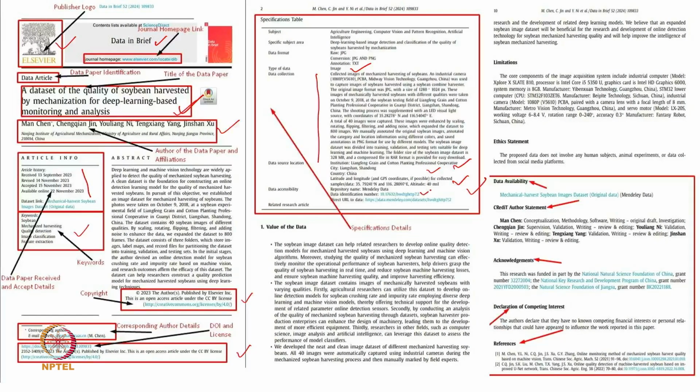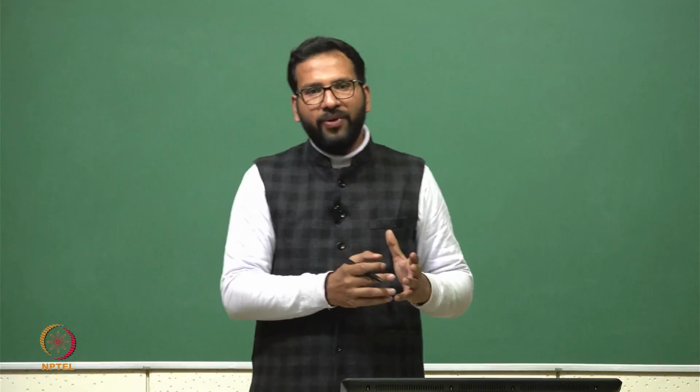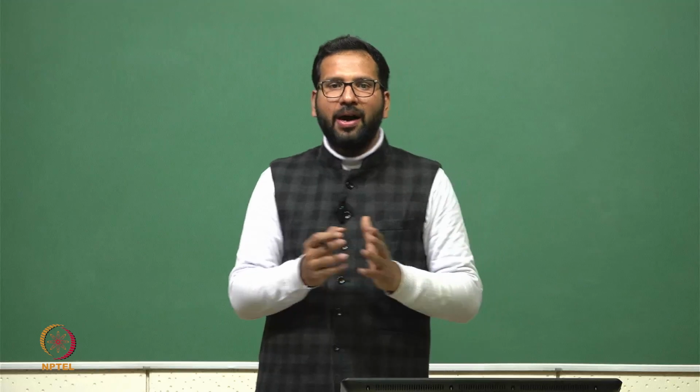One is the data identification number and another is the direct URL of that data. These are the details which you will not find in an article. So this is the key difference between the data paper and the article.